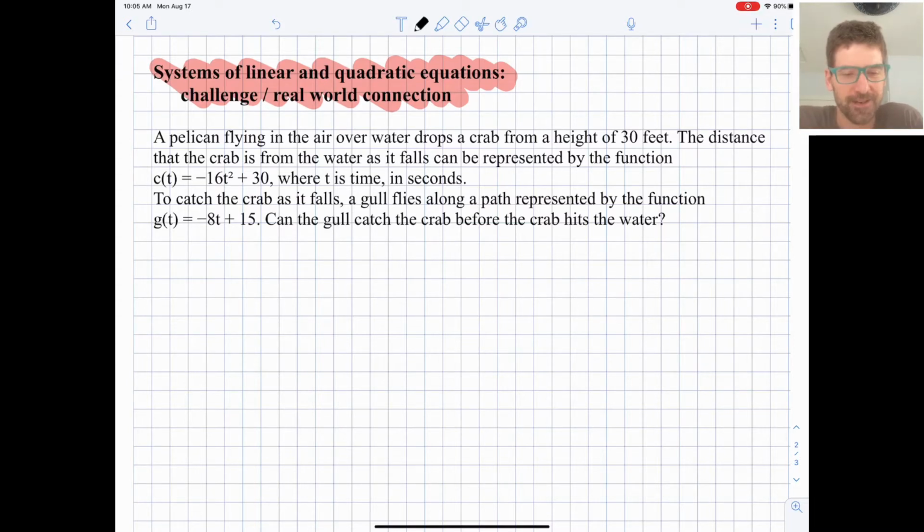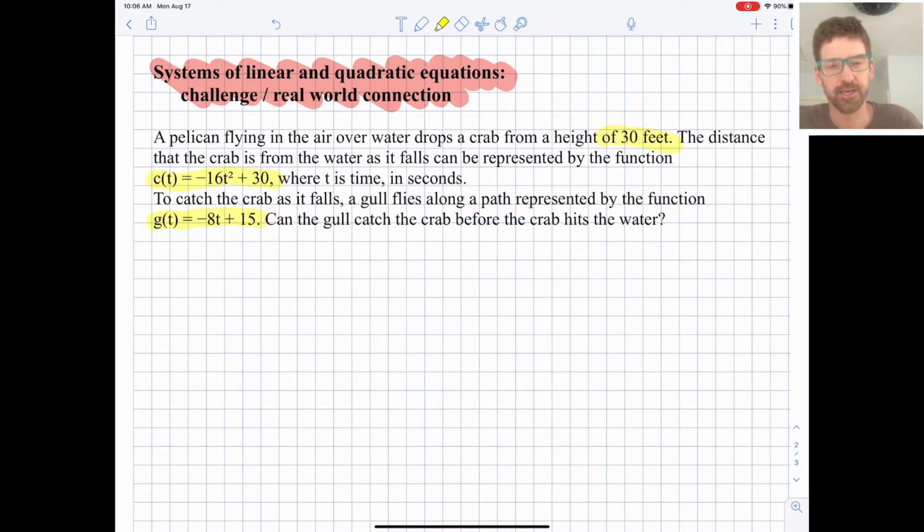So here's the scenario. A pelican flying in the air over water drops a crab from a height of 30 feet. The distance that the crab is from the water as it falls can be represented by the function c of t, so c for crab, equals negative 16t squared plus 30, where t is time in seconds. To catch the crab as it falls, a gull flies along a path represented by this other function, negative 8t plus 15. So can the gull catch the crab before the crab hits the water? In other words, will they intersect at a height above 0?